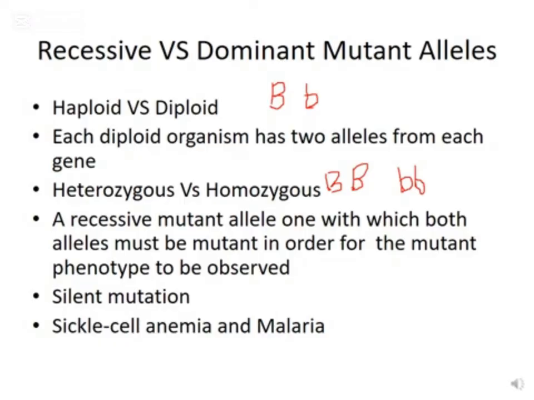Heterozygote cells have two different genes or two different alleles for the same gene. This example is heterozygote. So a recessive mutant allele is one where both alleles must be mutant in order for the mutant phenotype to be observed.